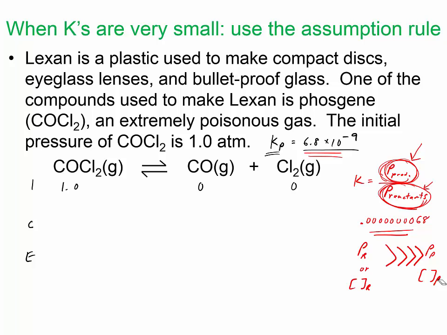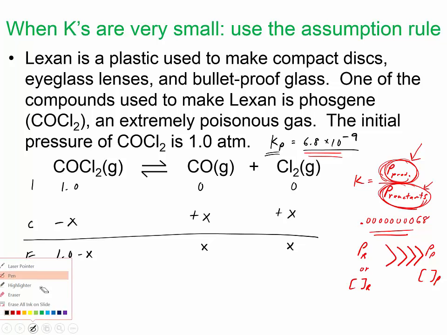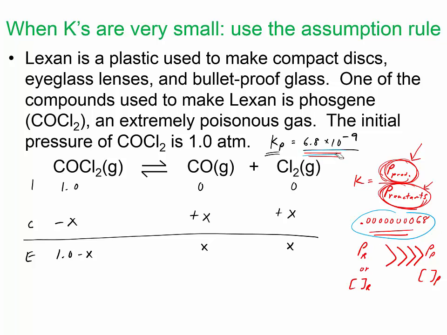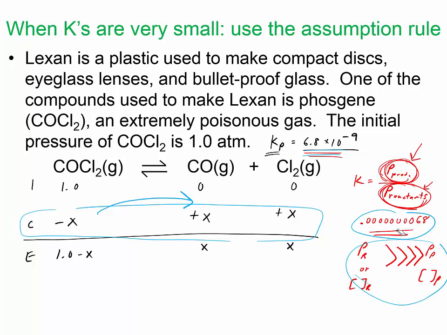So what that means is, since these are zeros, this must go down over time, and this has to go up by an amount of x, and this goes up by x. So in our problem, this will be 1.0 minus x, this is going to be x, and this is going to be x. And since we know this to be true, and this is so tiny, we know that barely anything is going over this way. Why? Because this has to be true right here for this number to be so small.